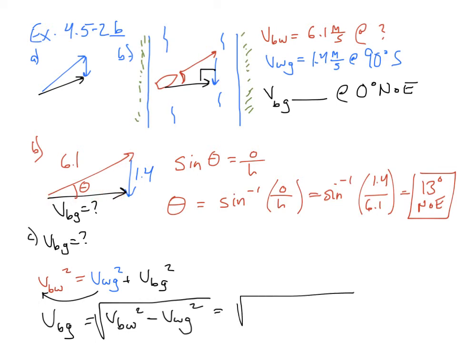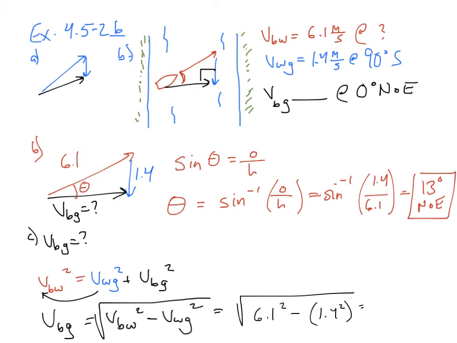All right, so let's plug our values in and see what we get. Velocity of the boat to the water, that is 6.1 meters per second. Or, well, I'm just going to put 6.1. Leave the units out for now. 6.1 squared minus velocity of the water to the ground, 1.4 squared. Make sure you square it first and then subtract it from the 6.1 squared. That's going to give us our velocity of the boat to the ground.